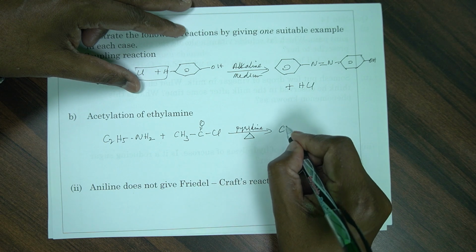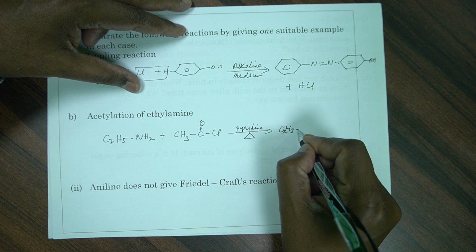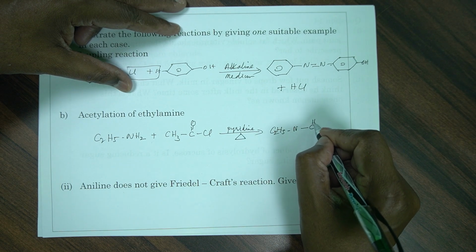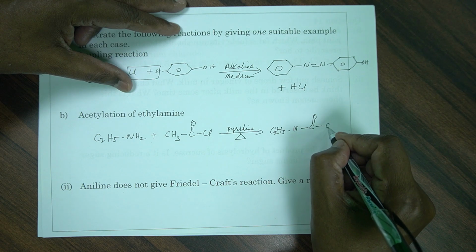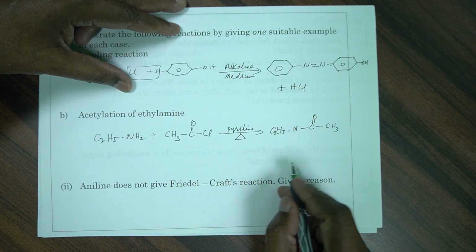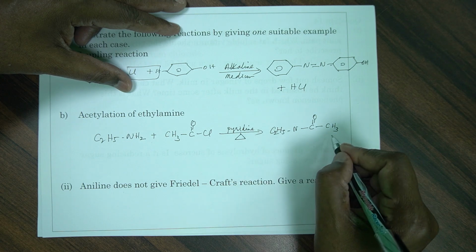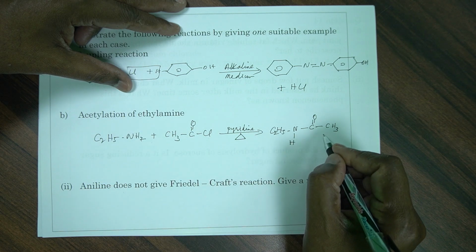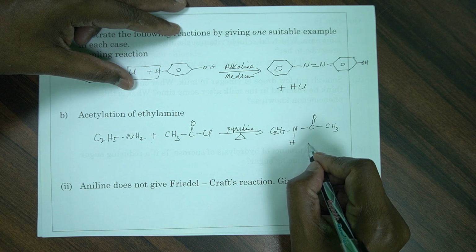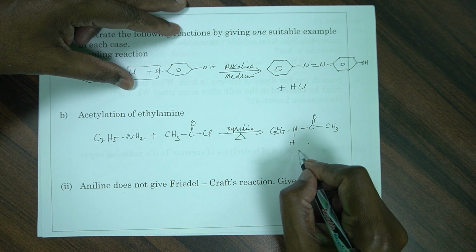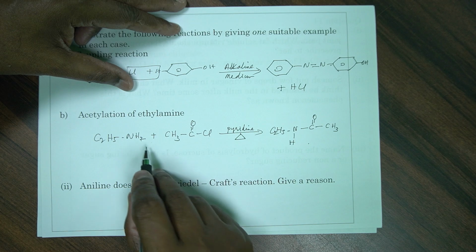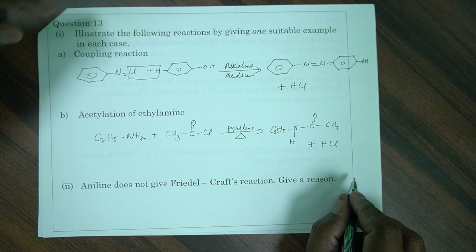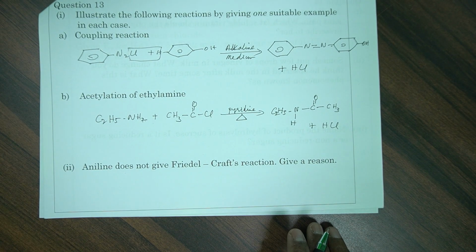So what you will get, C2H5 N C double bond O CH3, okay, and in this, yeah, one of the hydrogen is replaced, so hydrogen. So this is the product, N-ethyl acetamide. N-ethyl acetamide is produced, and what is eliminated? One hydrogen and chlorine, so HCl is eliminated. Okay, so this is acetylation of ethylamine.